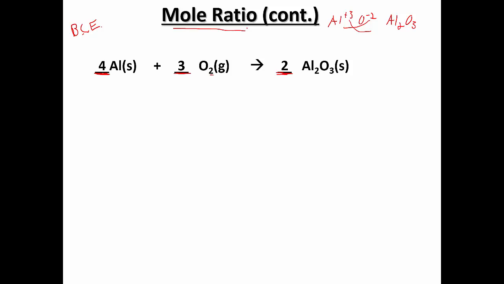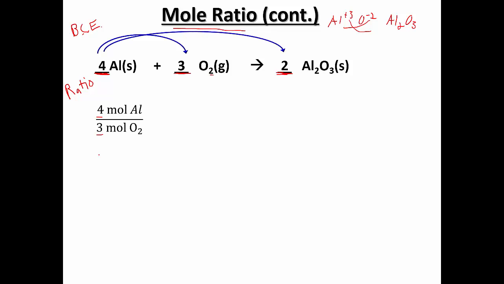Using that balanced chemical equation, we're going to come up with our mole to mole ratios. Our first one: how many aluminums to oxygen? If we look, 4 aluminums and 3 oxygens are going to be our first mole ratio. So 4 aluminums to 3 oxygens would be our conversion factor that we could use. Continuing, aluminum could also be compared to aluminum oxide. So 4 moles of aluminum would react to produce 2 moles of aluminum oxide.